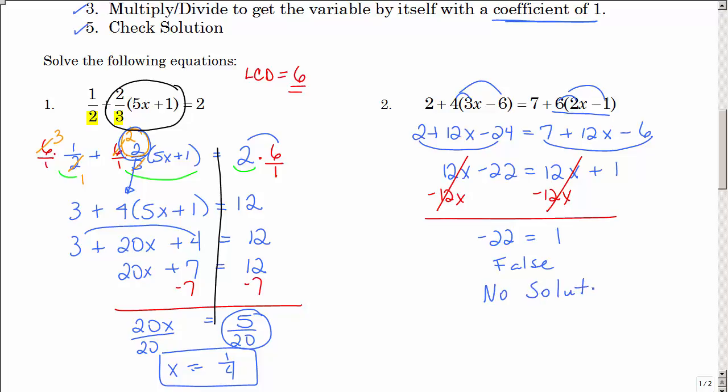No solution. And again, you can say no solution, or you can write the symbol for that, which would be that null set. Also, in some textbooks, you'll see just empty braces. That means the set of nothing. That means there's nothing that works for x.